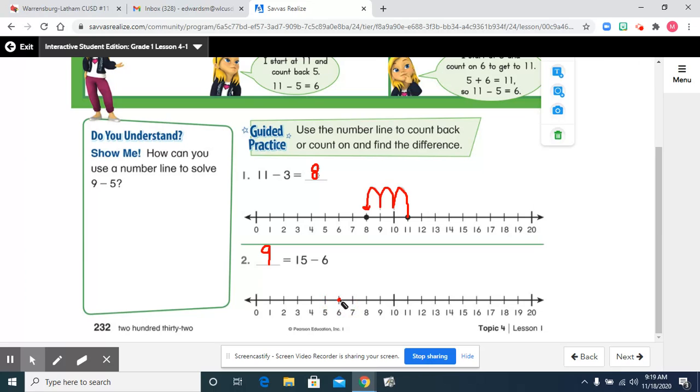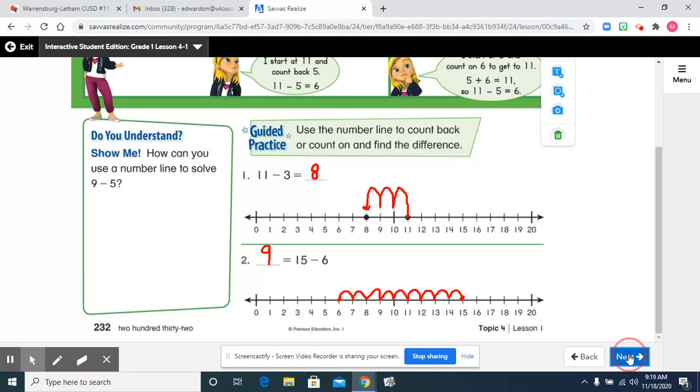Now what you'll do is you'll take hops until you get to the biggest number in the equation, which is 15. Okay, so let's count, and we'll stop when we get to 15. 1, 2, 3, 4, 5, 6, 7, 8, 9. There's 15. Now, do we get the same answer? Yes, we took 9 hops. Same thing as when we started at 15 and went backwards 6 hops. We landed on 9. So either way, whichever one works for you, you use.